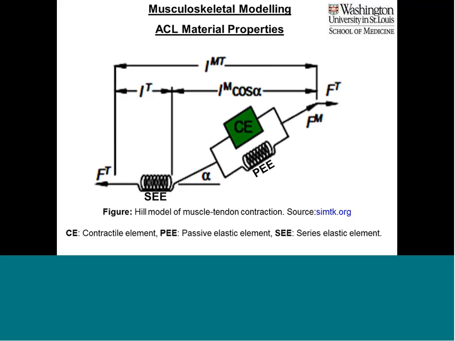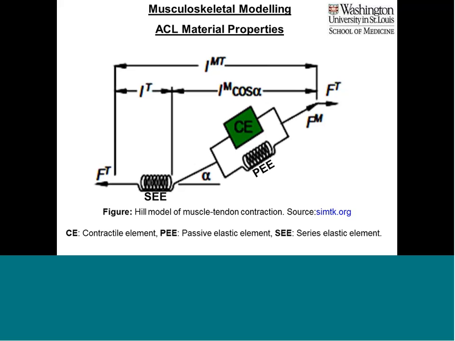So if you look at the classic Hill-Huxley model of muscle tendon contraction, then you will always find a contractile element, which is the active element, a parallel passive element, and a series element at the tendon junction. So this is a structure that is found in a muscle that actually activates.